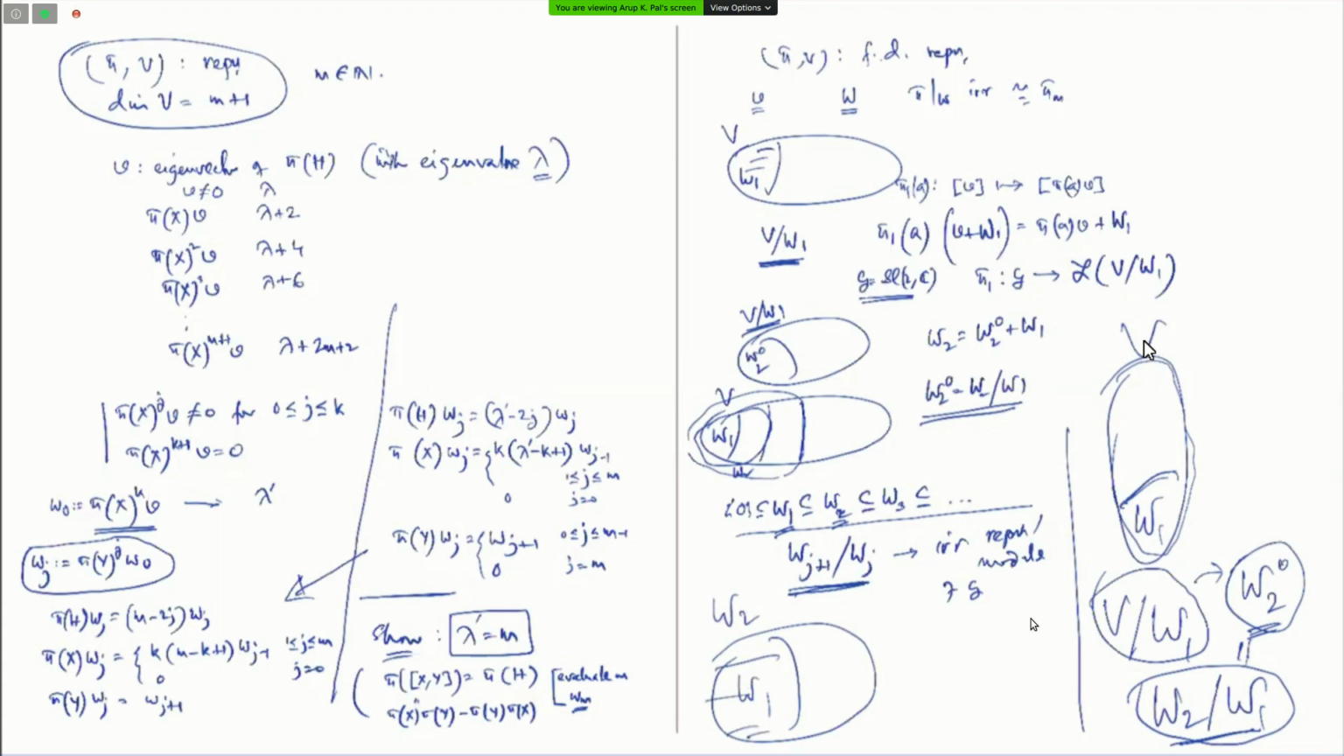W2 is invariant, but you may not have a complementary invariant subspace. That may be a problem, and remember we are in an algebraic setup, so we don't have the adjoint of an operator. If you are dealing with a star algebra, for example a C-star algebra, then, as we had seen, if you have an invariant subspace, you take the projection P, then 1 minus P is also invariant. Here we don't have that machinery available, because there's no star structure. There, what helps is the star.